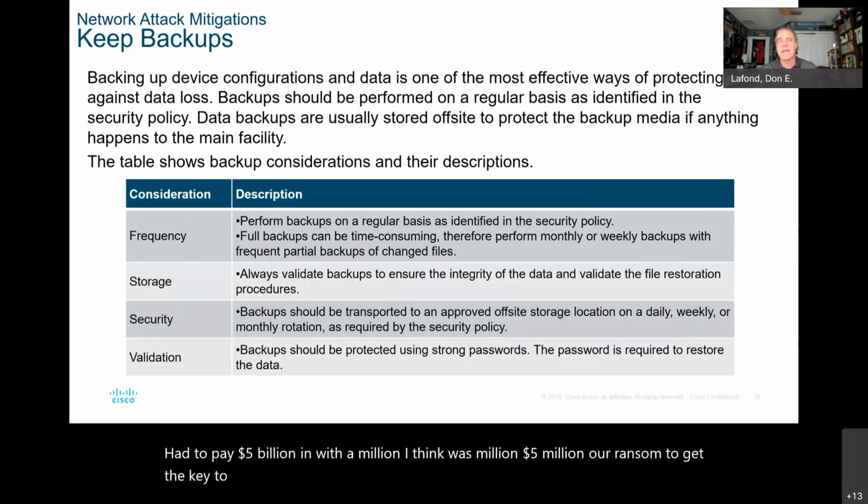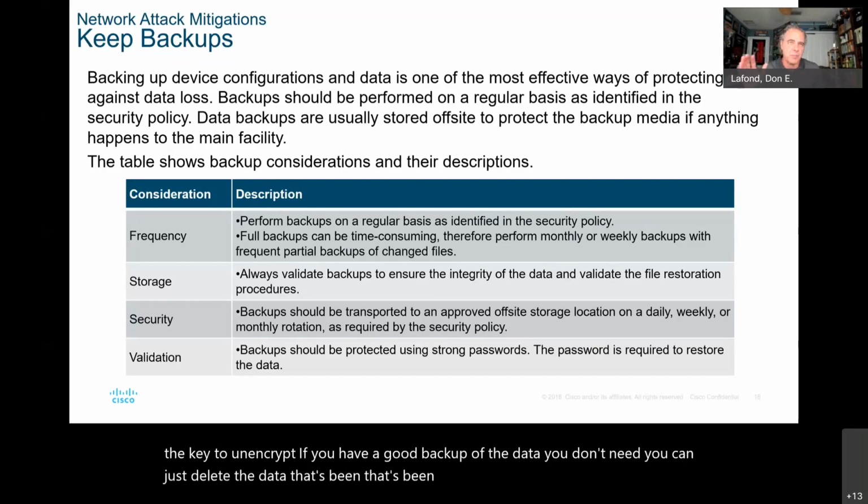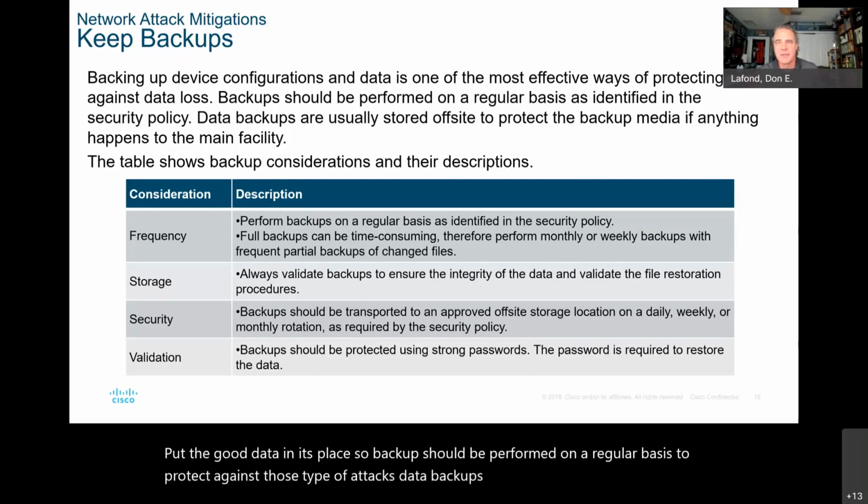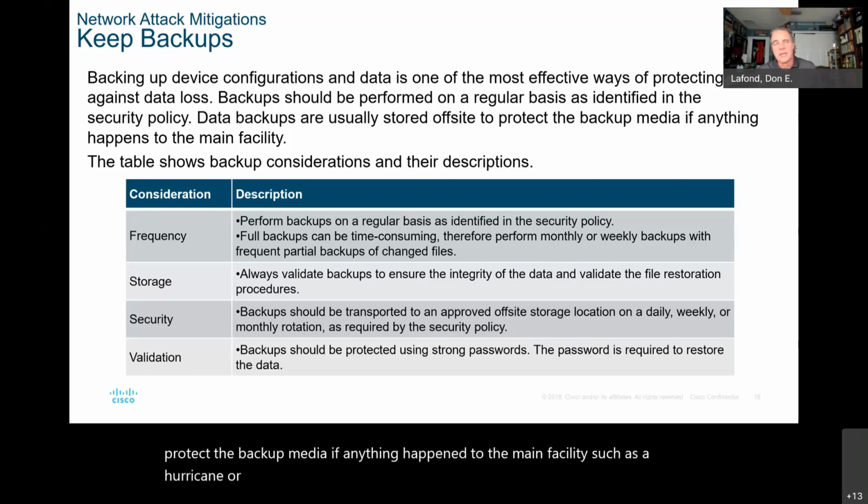Well, if you have a good backup of the data, you can just delete the data that's been corrupted, and you can just put the good data in its place. So backups should be performed on a regular basis to protect against those types of attacks. Data backups are usually stored offsite to protect the backup media if anything happened to the main facility, such as a hurricane, a fire, or a tornado.